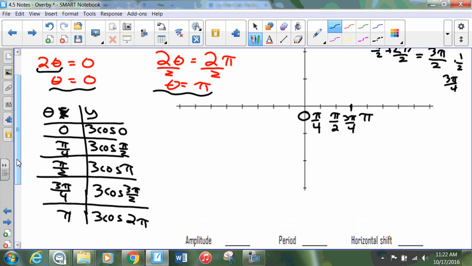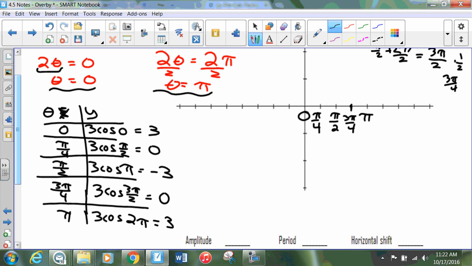So 3 cosine of 0 is what? What's cosine of 0? 1. What's 3 times 1? 3, good. What's cosine of pi over 2? 0. 3 times 0? 0, good. What's cosine of pi? -1. -1 times 3? -3, awesome. Cosine of 3 pi over 2? 0. 0 times 3? 0, good. Cosine 2 pi? 1, and 1 times 3 is 3, good.